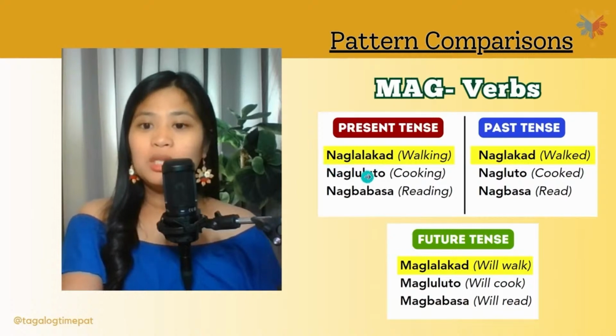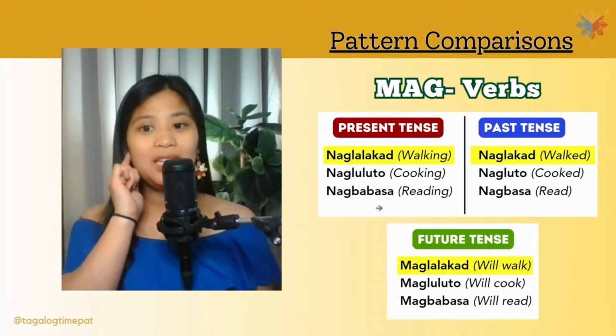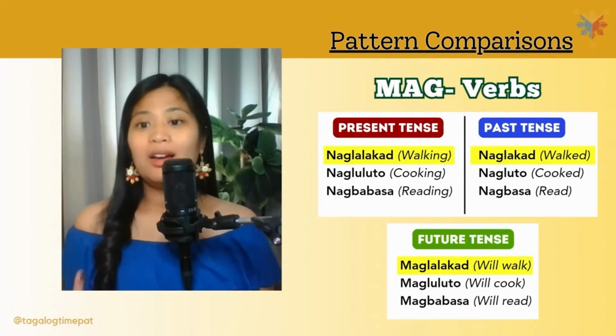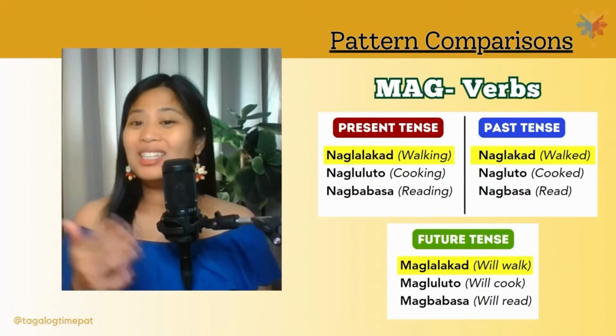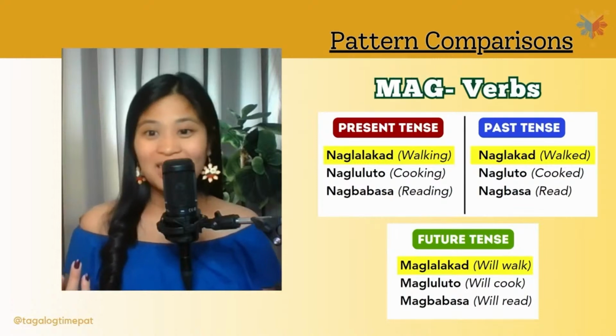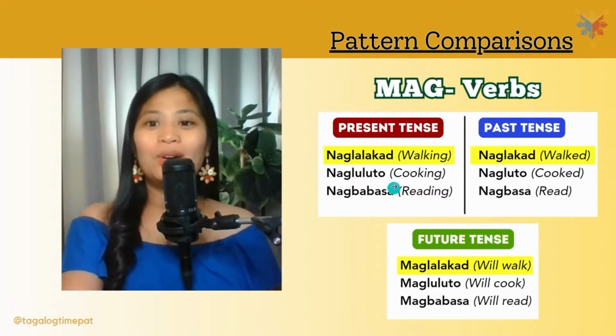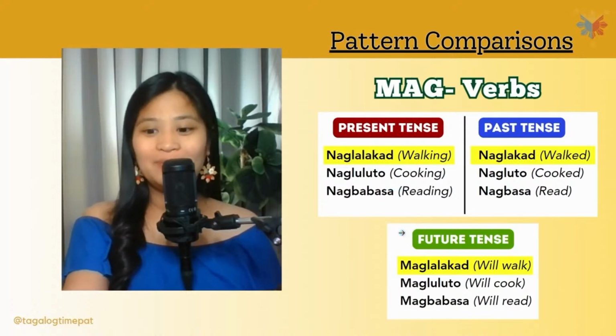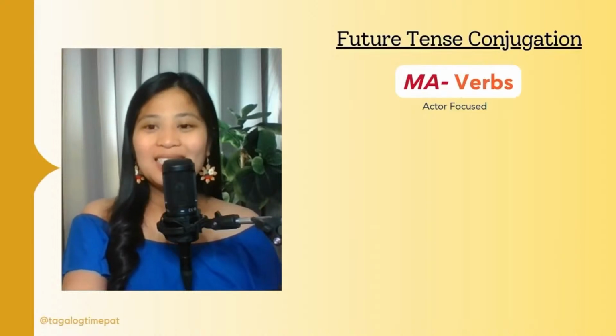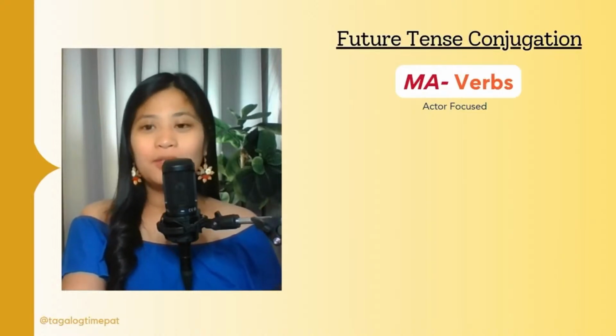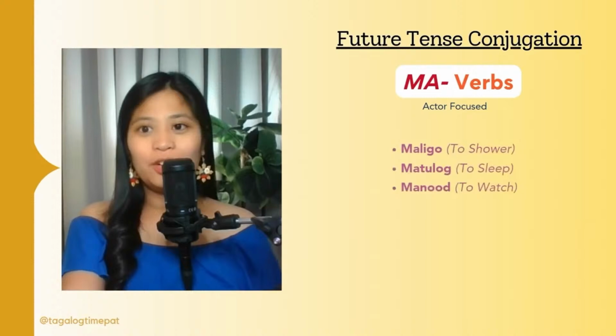So it's one of those things where you have to listen very carefully, but also rely on the context clues in case you miss what that first letter was. Okay, so it is a very similar pattern for present and future tense conjugation of mag verbs. Next, let's take a look at ma verbs. It's a very similar pattern to the mag verbs.